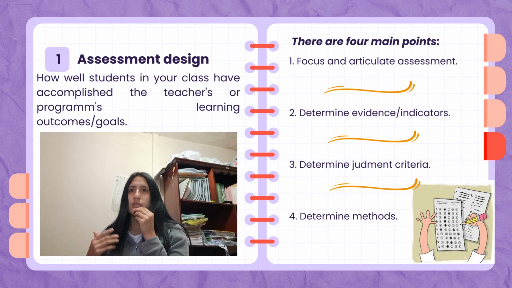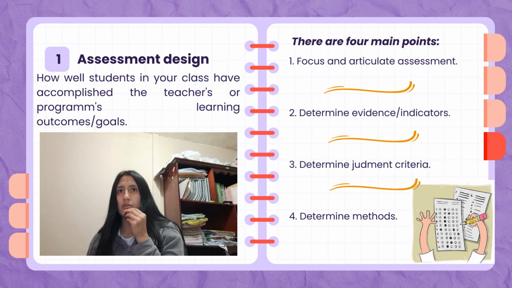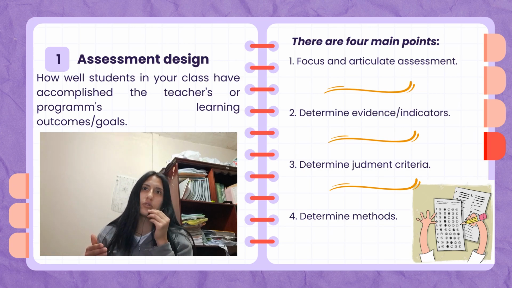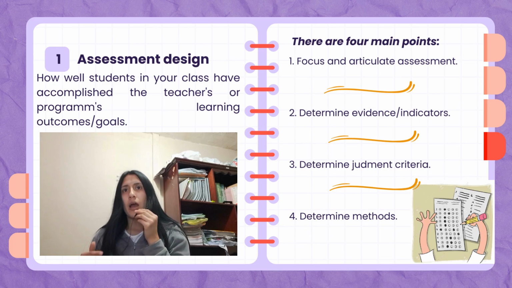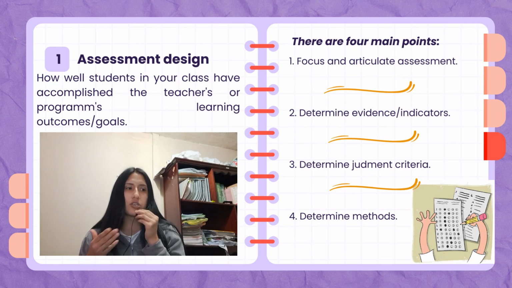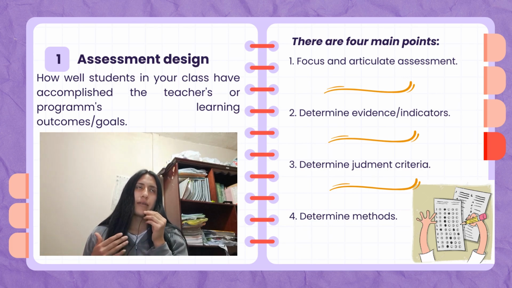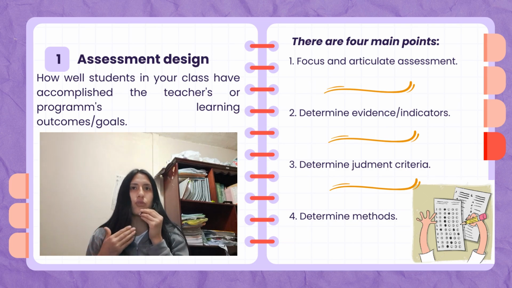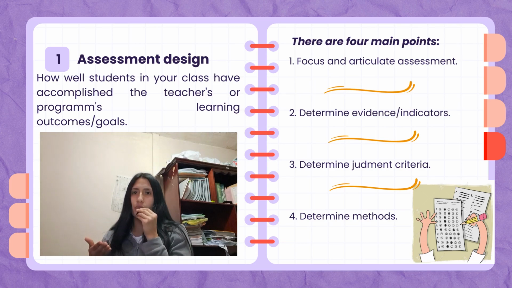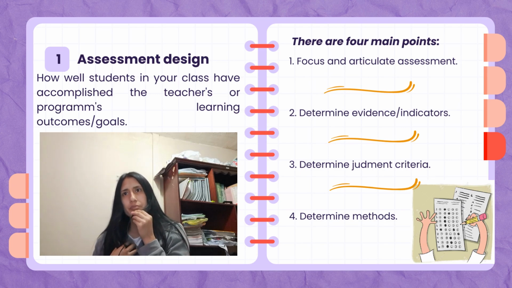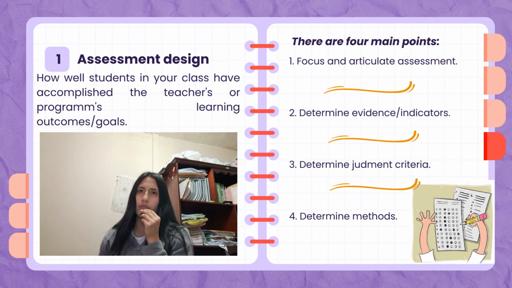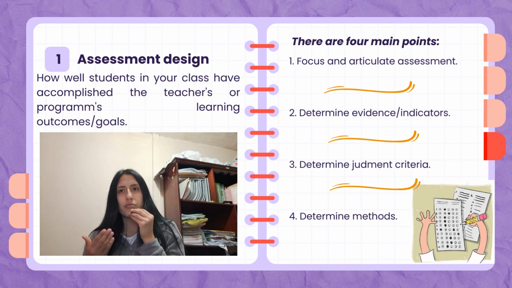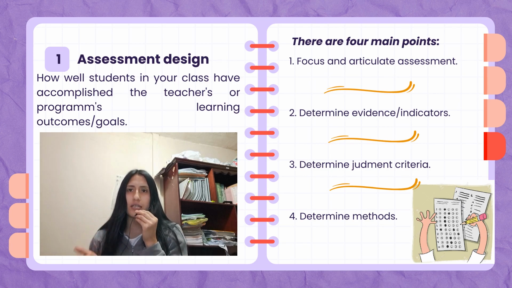The second is determine evidence or indicators. So, what information needs to be gathered to answer the questions? How will you know that the students are achieving the class goals? And what are going to be the most useful and meaningful information to improve our class program? The third is determine judgment criteria. So, what criteria are you going to use to determine program effectiveness or success?